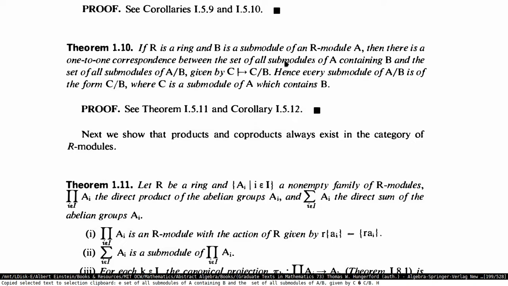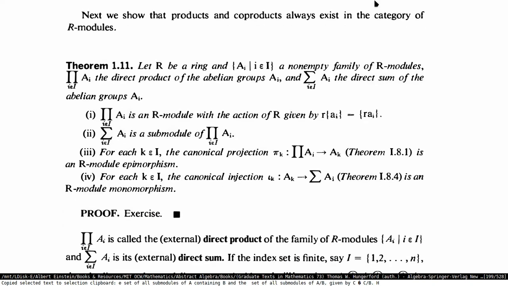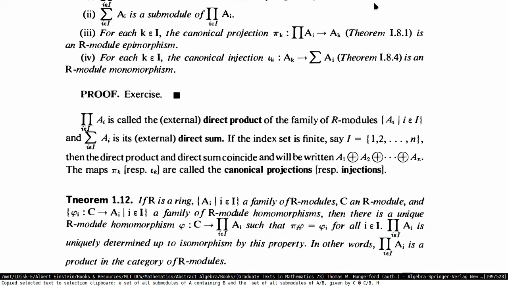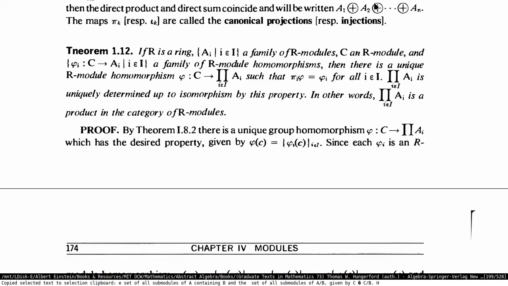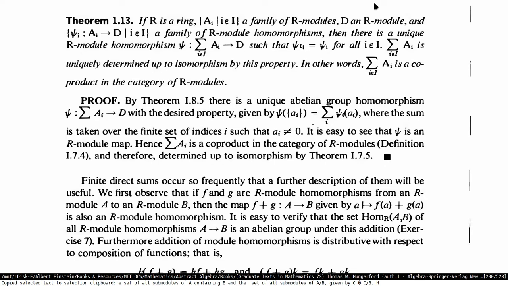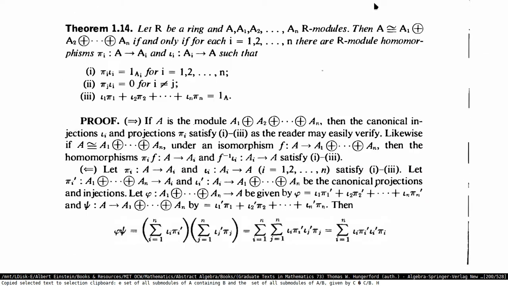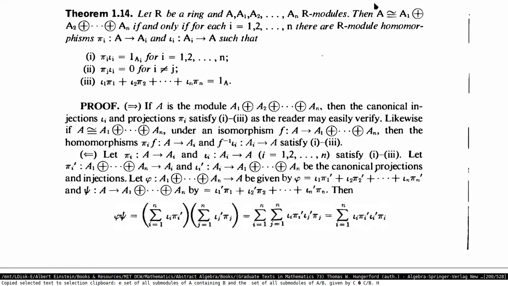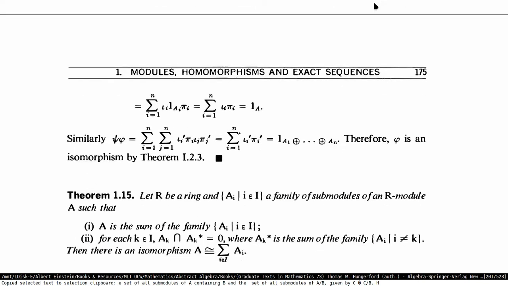Okay. So after that, 1.11 through 1.15 are all talking about direct products and sums. And then after that, 1.16 to the end of the section is all about exact sequences, which we need to go through, and I think he's going to use this direct product and sum there. Yeah, in a small way for the split sequences.